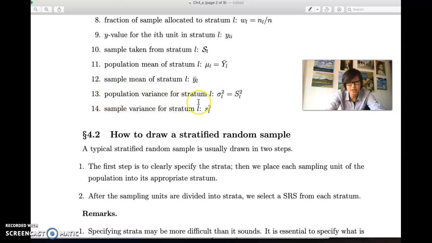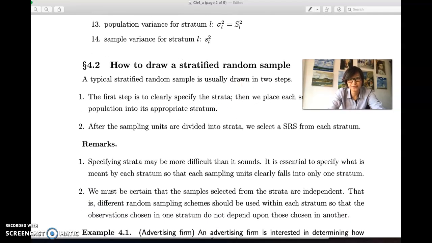Again, the population variance of the stratum would be sigma_l squared. For some reason, we also have the capital S_l squared, which would be the estimate for the true variance sigma_l squared. This is a true value for the particular stratum. If we cannot have the true value for the stratum, we can only estimate from our sample variance. So we have a lowercase s_l squared for the estimated variance.